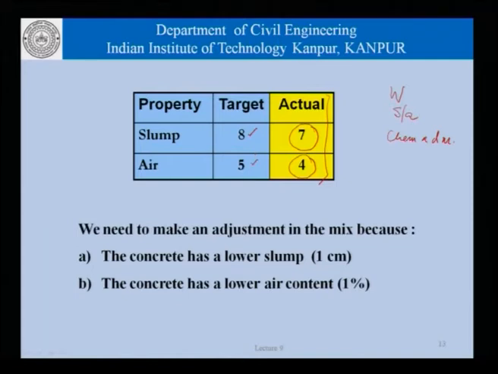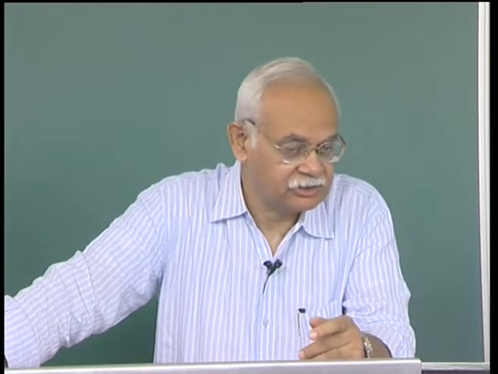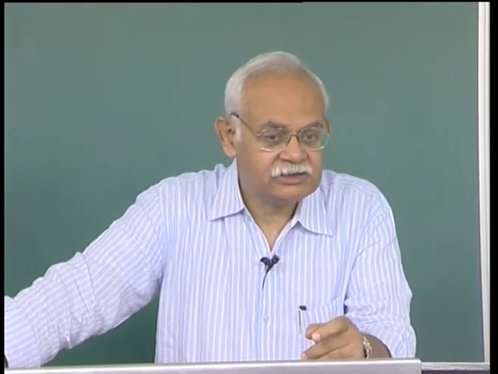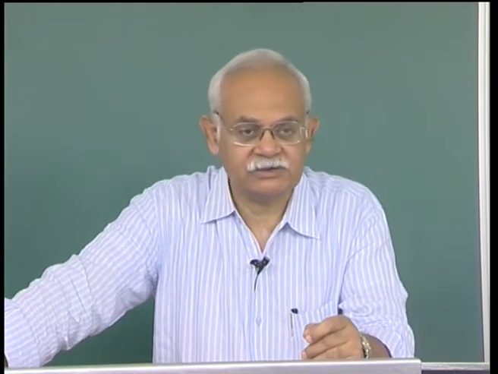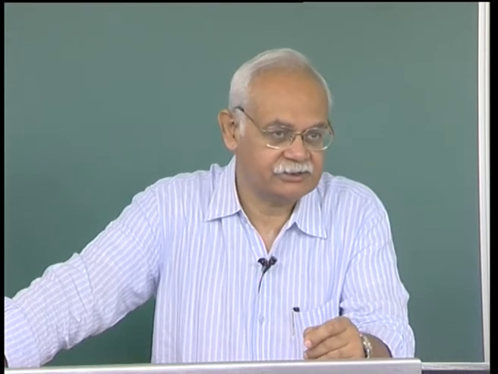What we need to do is we need to increase the slump. The concrete has a lower slump by 1 centimeter, the concrete has a lower air content by 1%, and both these have to be adjusted. Of course, it is eminently possible that the actual values could be higher, or one of them would match, the other would not match, and so on. So, we need to adjust in any case. So, this is just an illustrative example as to how we need to adjust the concrete mix.